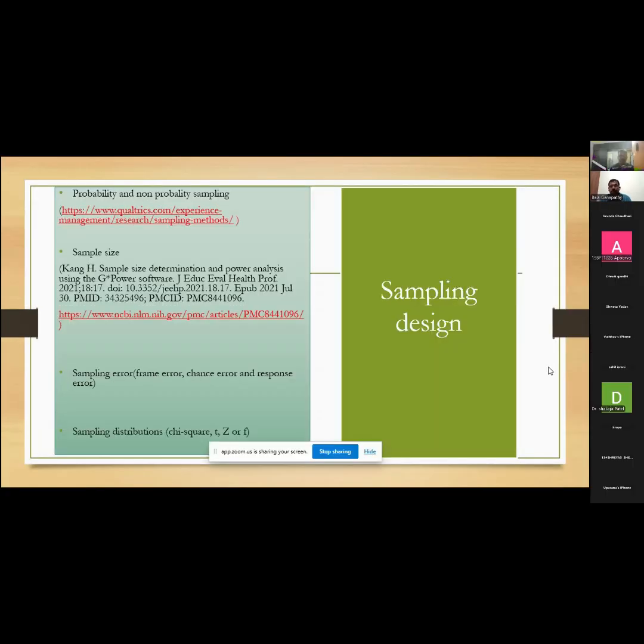We want only cancer patients. At that time, we need not go for probability sampling. We have to go for non-probability sampling. For example, in surveys and cross-sectional studies, we mostly use non-probability sampling.